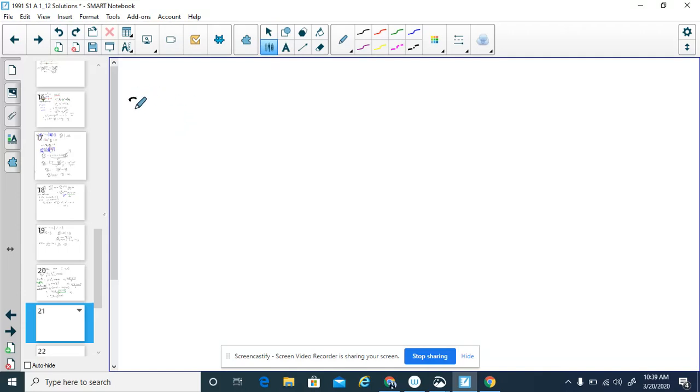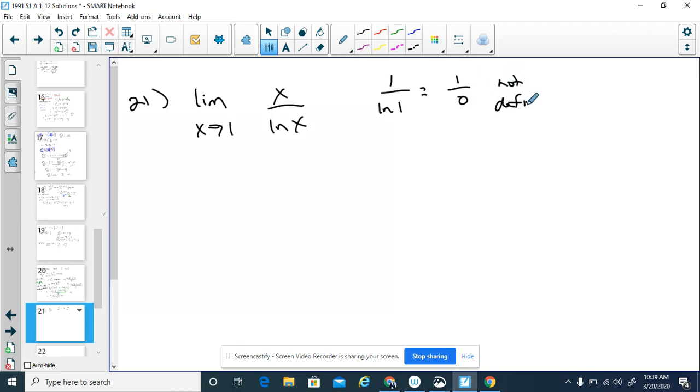All right, here we go. 21. We have the limit as x goes to 1 of x over ln of x, right? So what's the story with that? Well, directly substitute. You should always directly substitute first when you're doing a limit problem. The problem is if you did that, you'd get 1 over ln of 1, which is 1 over 0, which is not defined.